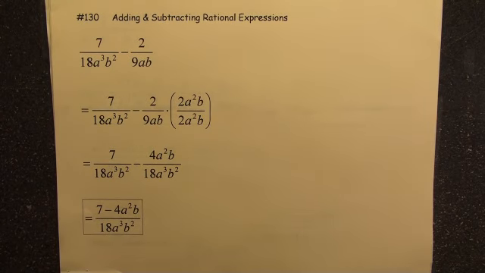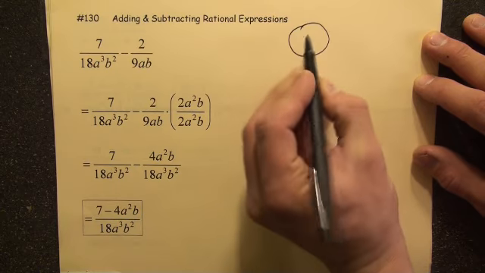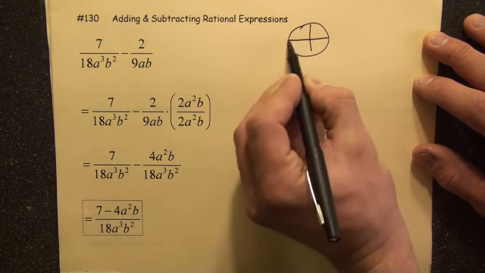Number 130, adding and subtracting rational expressions. Now, rational expressions is just another word for fractions. Well, what do we know about adding and subtracting fractions? You must have common denominators. By the way, there's a reason for that. Let's address this common denominator thing for just a moment here.